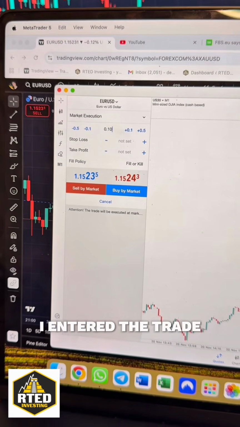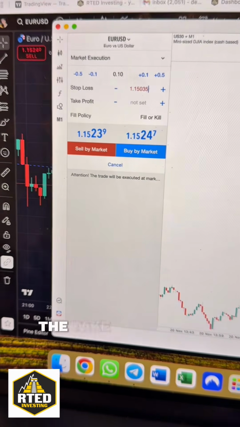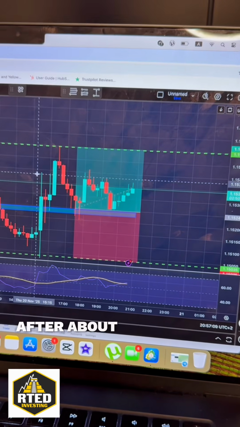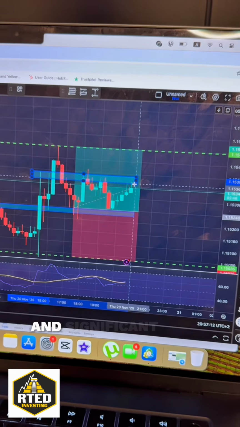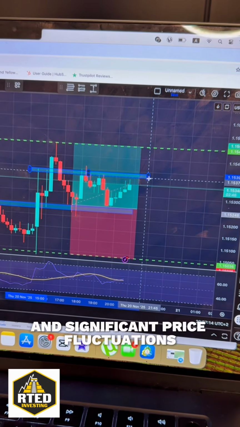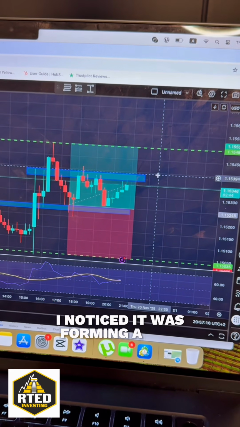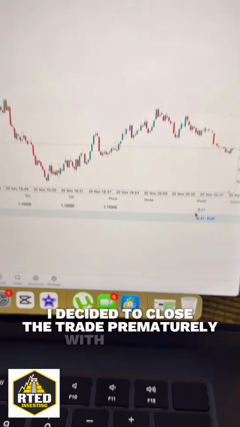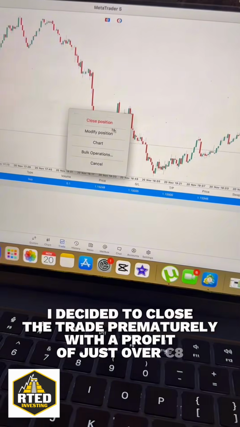I entered the trade size, the stop loss, the take profit, and entered a buy position. After about 3 hours in this trade and significant price fluctuations, I noticed it was forming a new resistance level. I decided to close the trade prematurely with a profit of just over 8 euros.